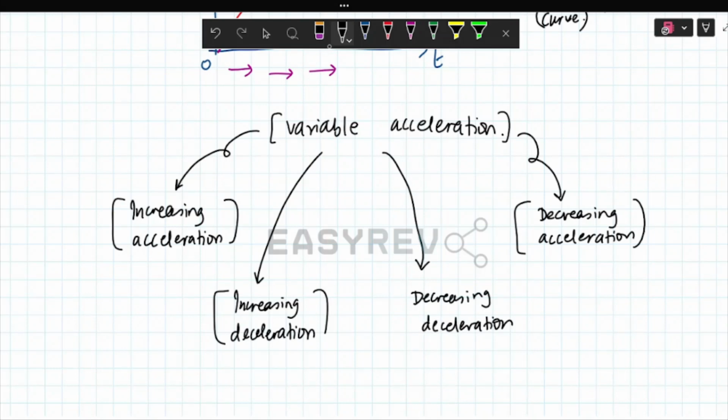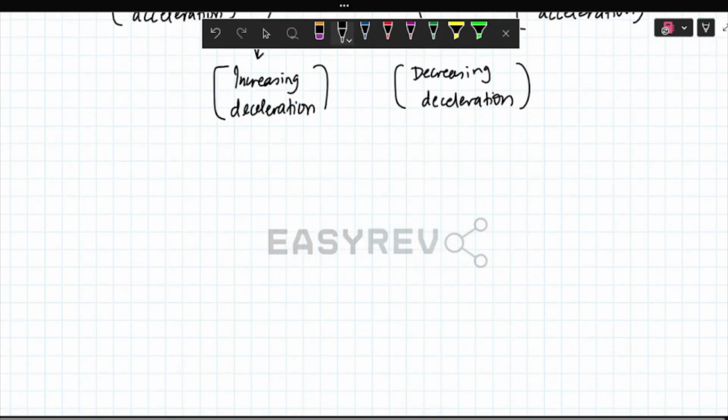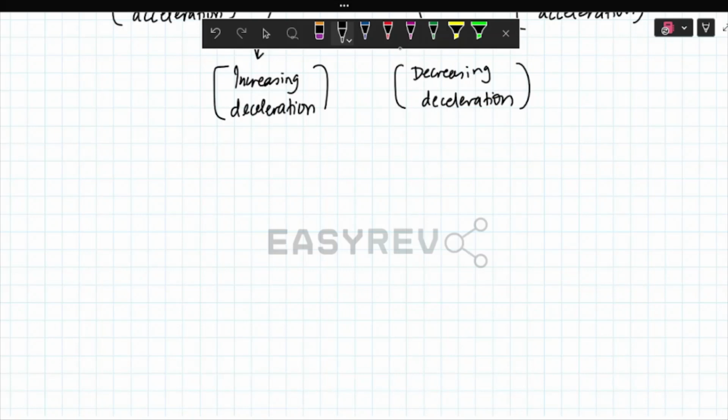Now I know at this stage it seems like we're just adding more and more complicated things to the list of different types of motion, but this isn't all too difficult. In fact, I want you to give this a try yourself, pause this video and see how you can sketch velocity time graphs for both increasing deceleration and decreasing deceleration, and then we'll draw them here together, starting now. Well, now let's cross-check whether your answer is correct or not.